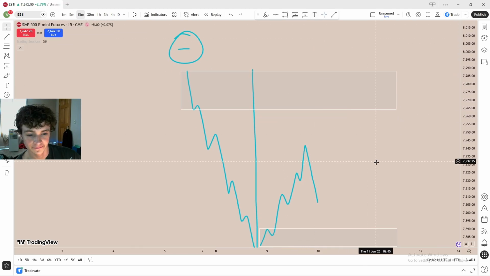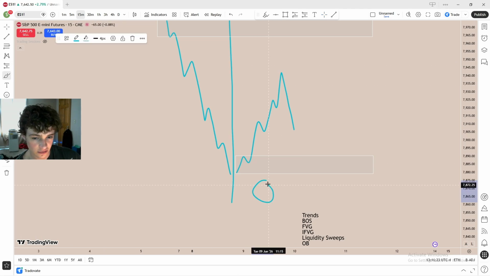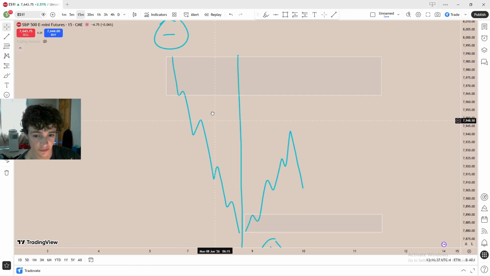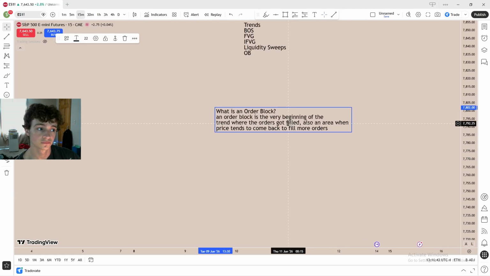And then if we go down here, we see we have buy orders right here, because we get into this area where buy orders are getting filled and all our liquidity is being filled, kind of like a liquidity sweep. So we have buy orders here. So we have that part, the very beginning of the trend, where the orders get filled for the market to decide what trend it is. So obviously up here we had sell orders, which we went over, and down here we have buy orders. Now getting into the second part of the definition: it is also an area where price tends to come to fill more orders.